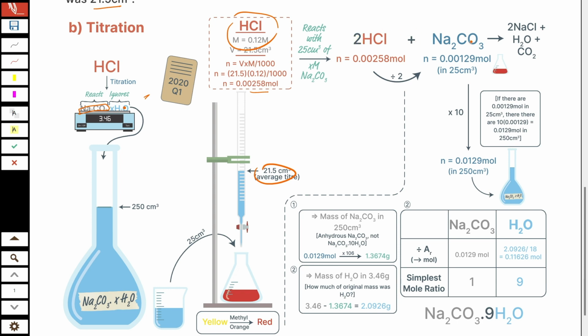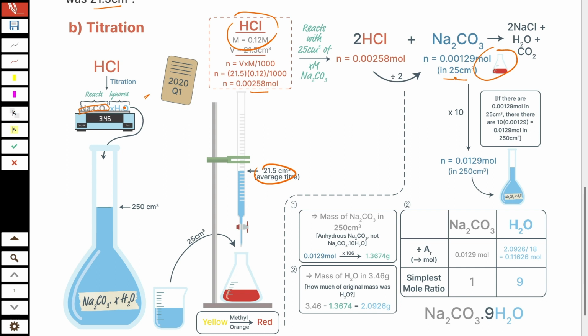So the number of moles of sodium carbonate that would have reacted with the HCl is going to be half that number of moles. Now, it's important to recognize that that's the number of moles in the 25 centimeters cubed in the conical flask. You can see we have the conical flask here. But we need to know how many moles were in this solution of 250 centimeters cubed. The simplest way to do this is simply to multiply by 10. If I have that many moles in 25 centimeters cubed, then how much will I have in 250 centimeters cubed, 10 times the volume?